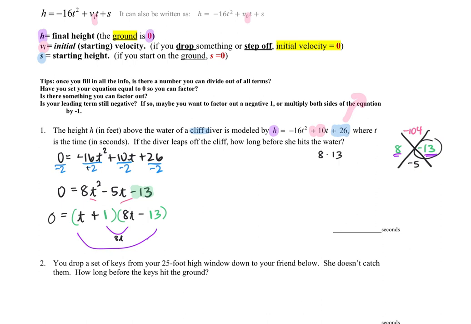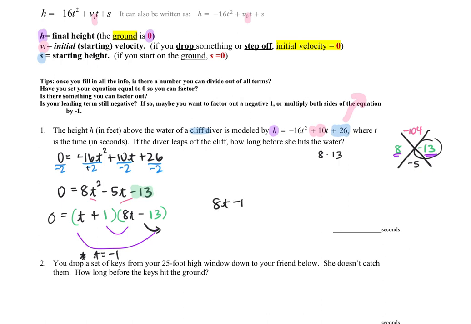I'm going to erase this extra information, and we now need to solve this. We need to find out, what would it take to make the first parentheses equal 0? Well, that's going to be a negative 1. So t equals negative 1. What would it take to make this parentheses equal 0?